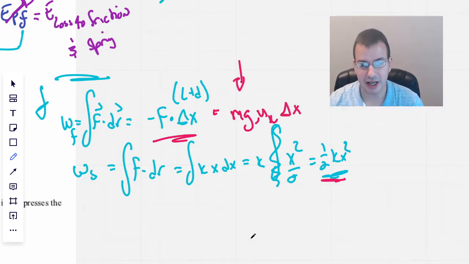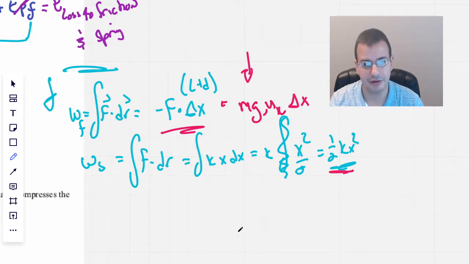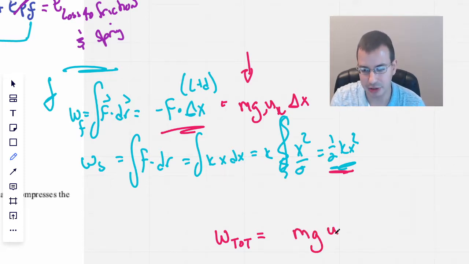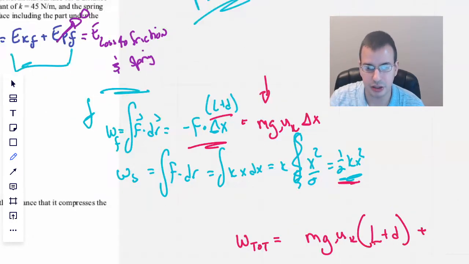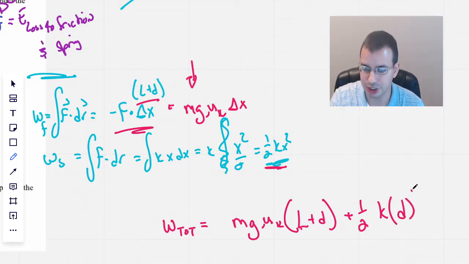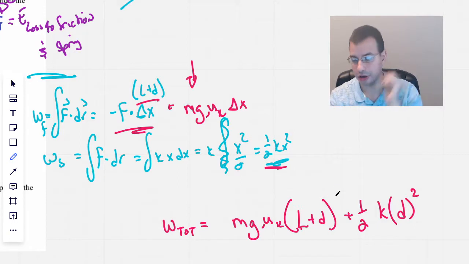So we got delta x. Okay, so the total work will be mass times gravity times mu k. And then, as I said, this delta x is L plus D plus, and 1/2 k, and this compression of the spring will be d squared.